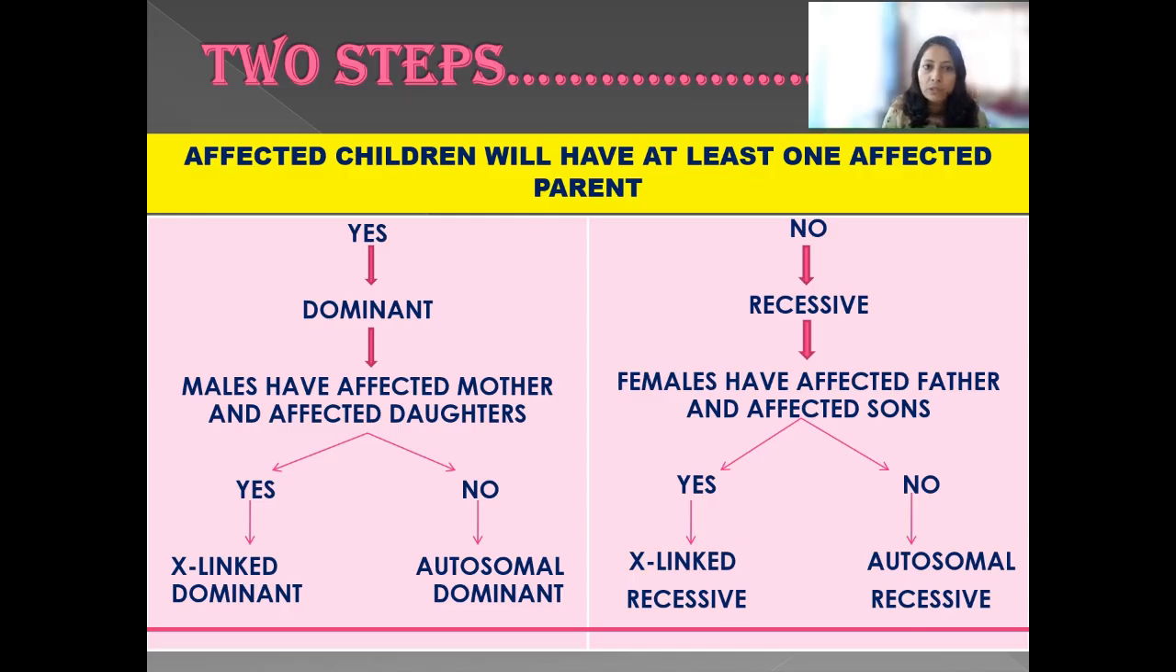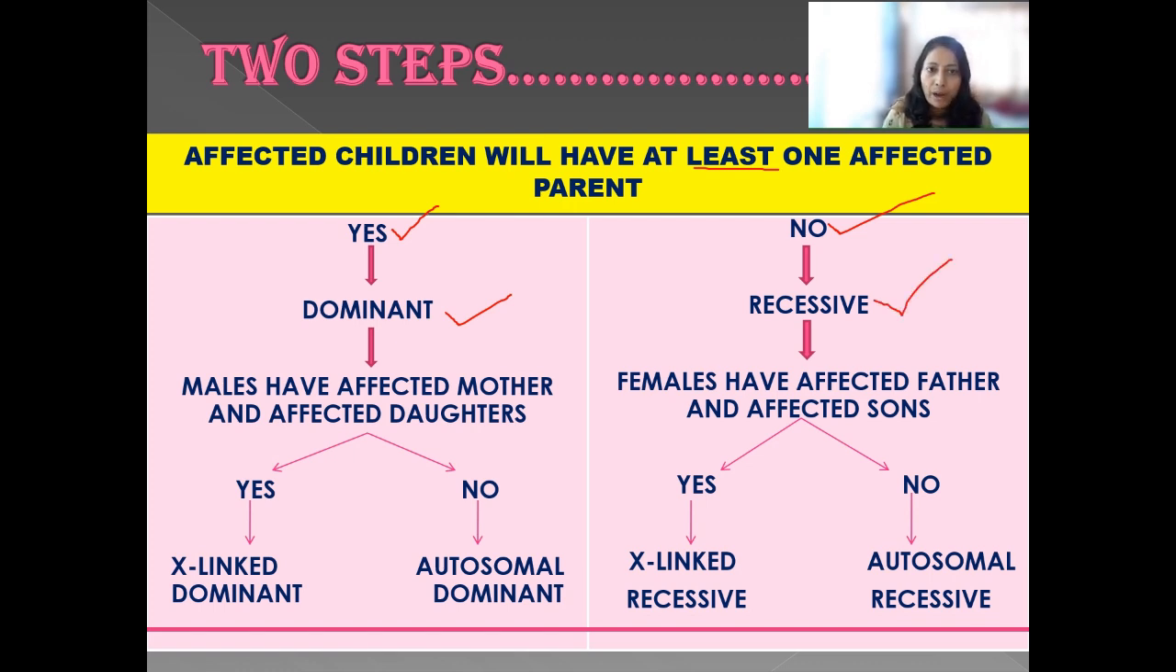Now I'm going to tell you about two steps by which you can sort out a pedigree problem. For that, step 1 is: affected children will have at least one affected parent. So first of all, what do you have to watch in your pedigree? That affected children will have at least one affected parent. Now, if you're getting the answer as yes, then it suggests that the pedigree is a dominant pedigree.